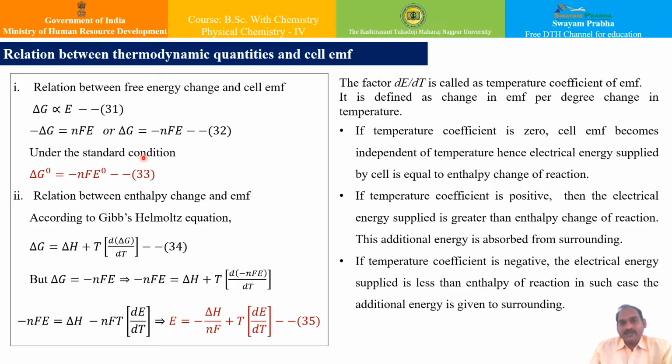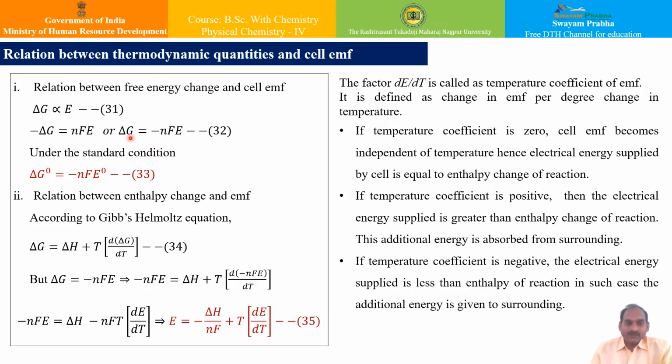As we know, the Gibbs energy of a reaction is an extensive thermodynamic property. What does it indicate? It indicates that its value depends on n. So when a cell reaction involves varying values of n, the values of Gibbs free energy also vary, and therefore it can be related in this pattern that delta G is equal to minus nFE.